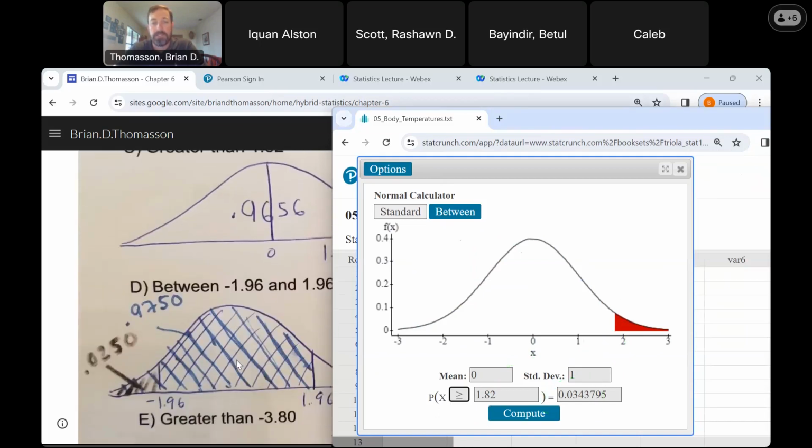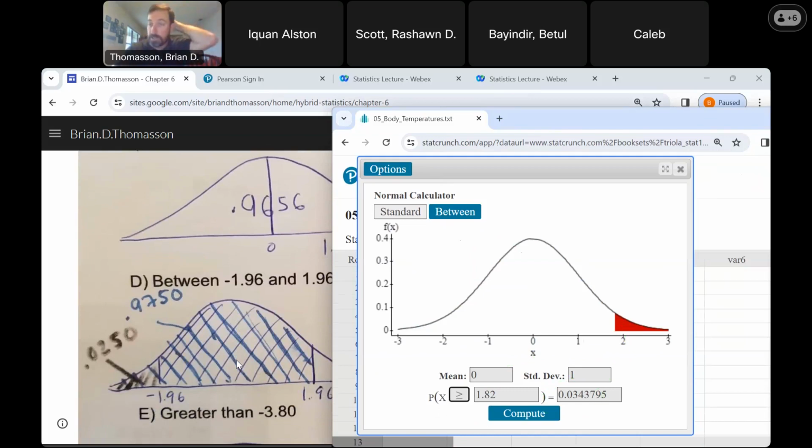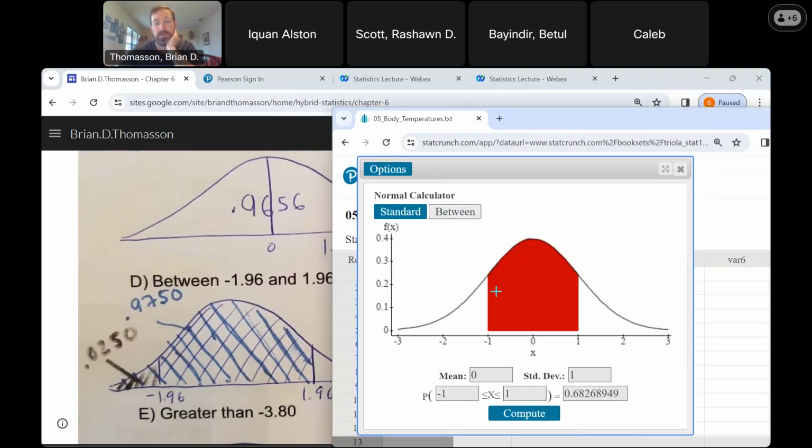Part D, where we're going between negative 1.96 and 1.96. This is really nice on StatCrunch. StatCrunch has this option of between up here at the top. We've been doing standard. We go between, that allows us to put it between two values. So going back to the empirical rule from a few chapters ago, we had within one standard deviation was approximately 68, within two is approximately 95, and within three was 99.7. Notice that the default here is between one standard deviation. It's one below to one above, and that's approximately 68. That's where we were getting that value.